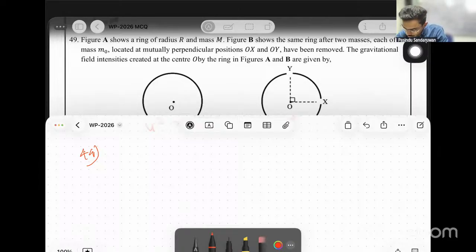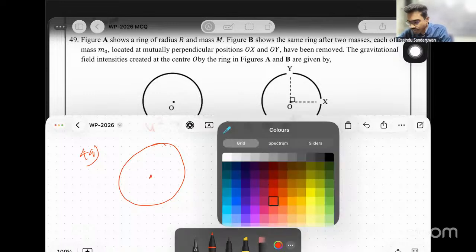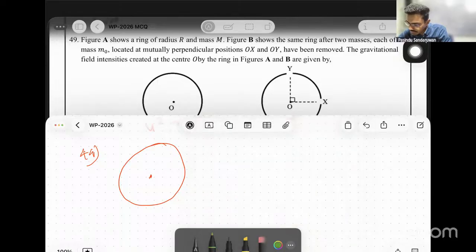Now, if there is a complete ring, this is a popular occasion we discussed in the theory also. We don't have equations for rings in gravitational fields. Then what we do is split this into a very large number of small charges. Each and every charge is going to create forces and gravitational fields at the middle, and they are exactly equal and opposite.